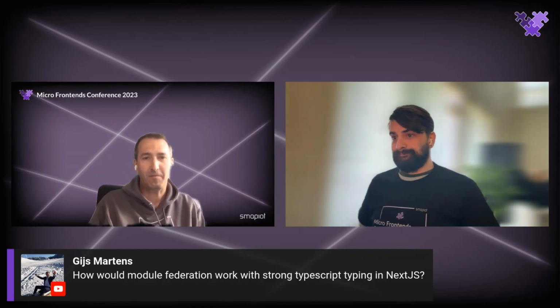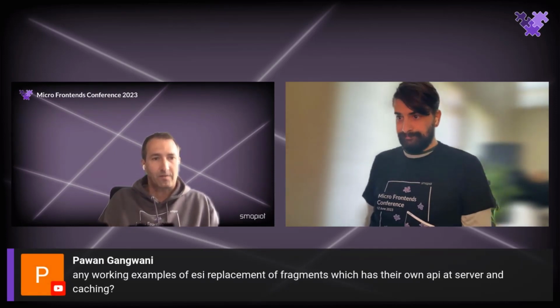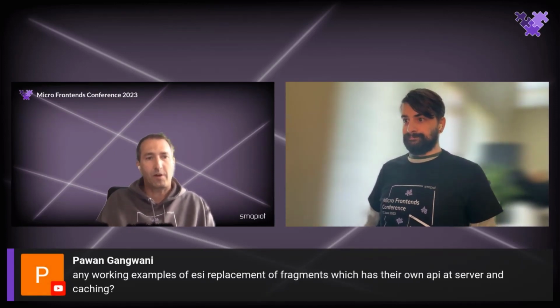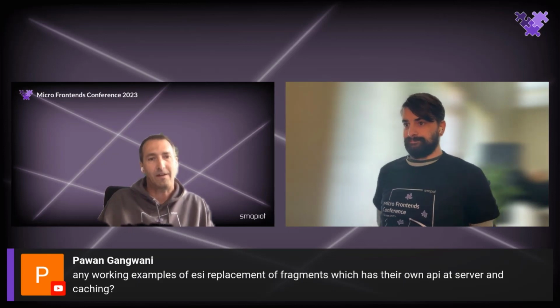Okay, thank you very much. So let's get the next question, asked by Pavan. Any working example of an ESI replacement of fragments which has their own API at server and caching?